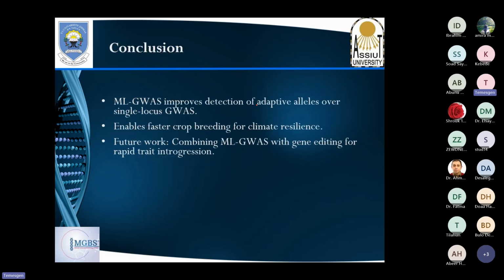So in conclusion, multi-locus GWAS is better for adaptive alleles because single-locus GWAS is very stringent. Multi-locus is better to identify adaptive alleles, particularly because adaptive alleles are controlled by minor allele effects. Minor allele effects may not be detected using single-locus GWAS. So this enables faster crop breeding for climate resilience.